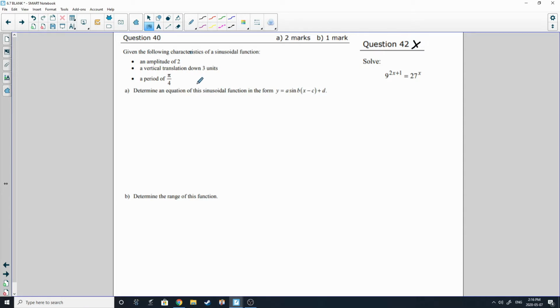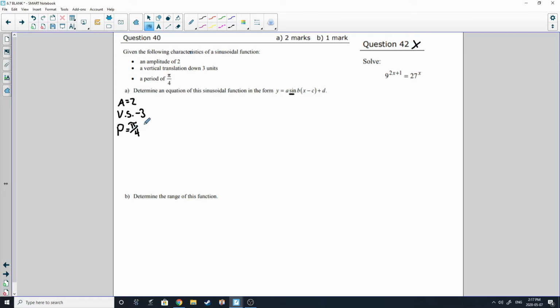But you know what? Maybe we should do this one just as practice before we get to the actual material for 6.7. So we're going to draw a sine curve. Now we've got an amplitude of 2, a vertical translation, so that's the same thing as a vertical shift of 3 units down. So we'll just go vertical shift -3. And a period, so that's nice. They're giving us the period, not the b value. So this means we're going to determine an equation for sine. We are going to expect 1 sine in pi over 4 units.